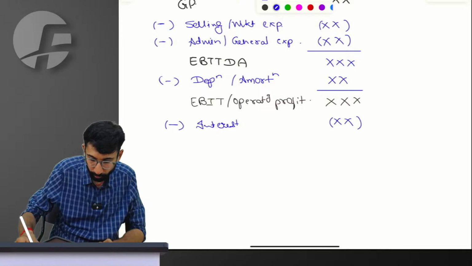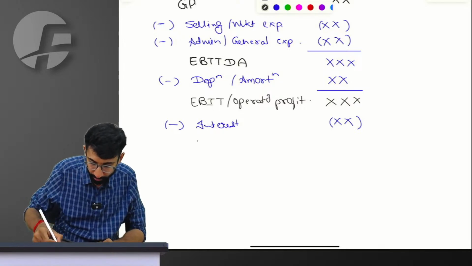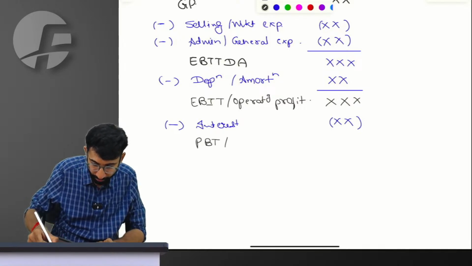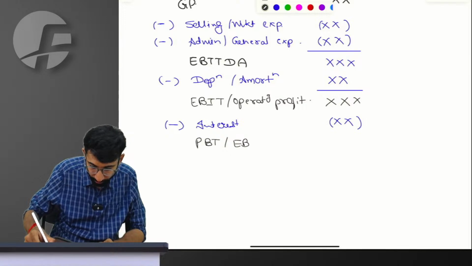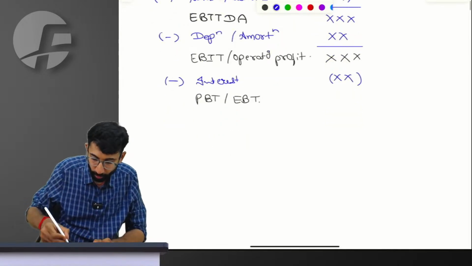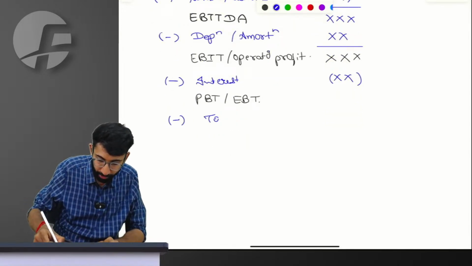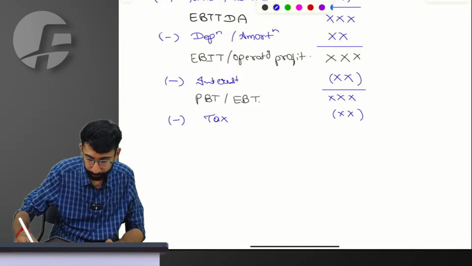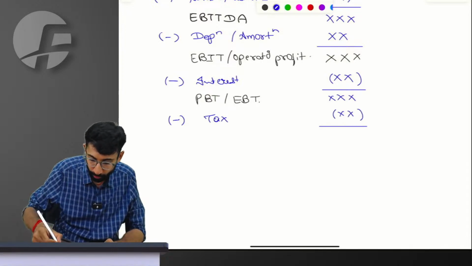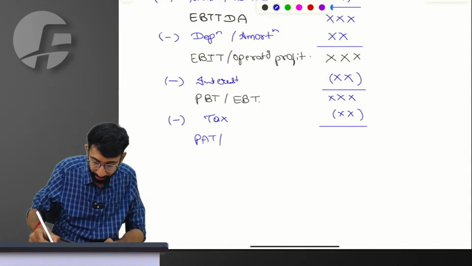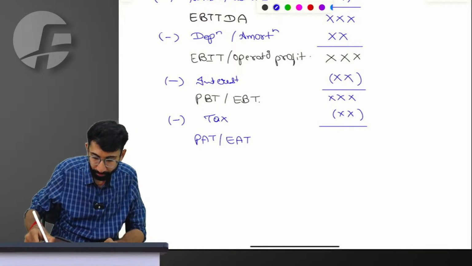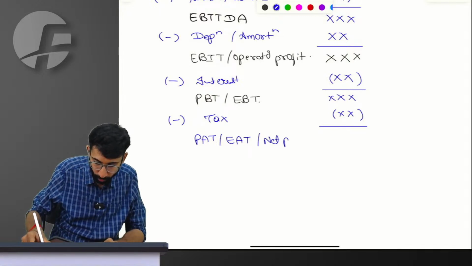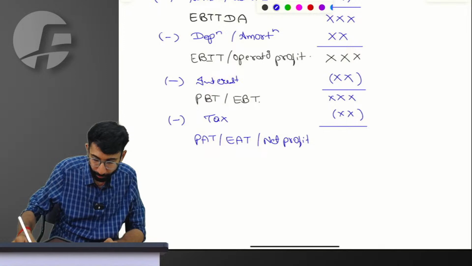interest, which means what you get is profit before tax, also called as earnings before tax. Obviously from this, if you deduct tax, what you get is profit after tax, earnings after tax, also called as net profit.